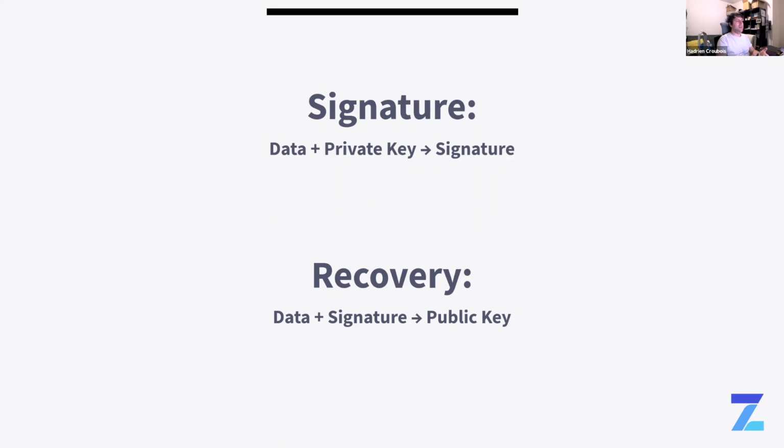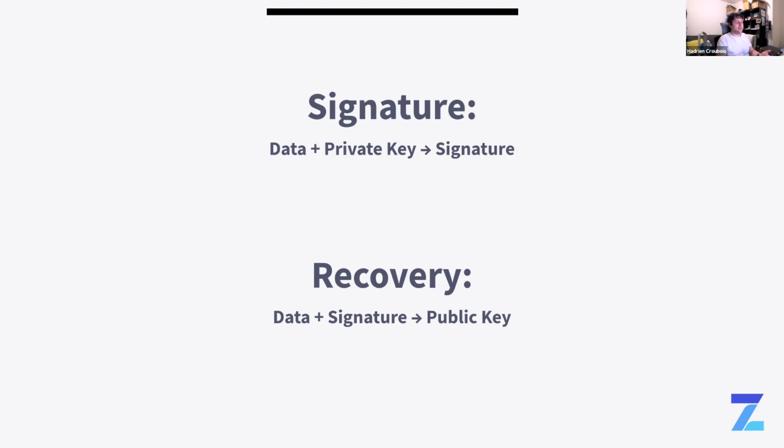And only the owner of the private key can create the signature, but the recovery can be done by anyone. And the idea is that if you have the same piece of data that was used to generate the signature, and you also have the signature, then from these two values, you can recover the public key.